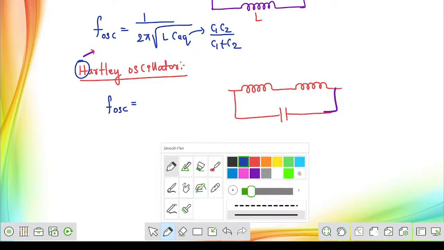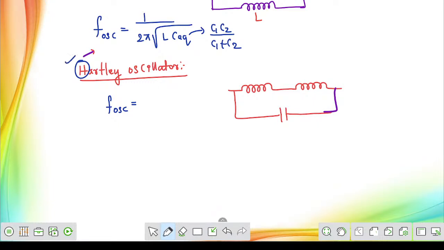The Colpitt oscillator starts with the letter C, so two capacitors will be in series. The Hartley oscillator starts with the letter H, inductor, whose unit is Henry, so two inductors must be in series: L1 and L2, with one capacitor. Now, how will you calculate the L equivalent, sir? If two inductors are connected in series, then the total L equivalent will be L1 plus L2. Then the frequency of oscillation is going to be 1 upon 2 pi into square root of C into L equivalent. That's it, sir. This is how we calculate it for the Hartley oscillator.